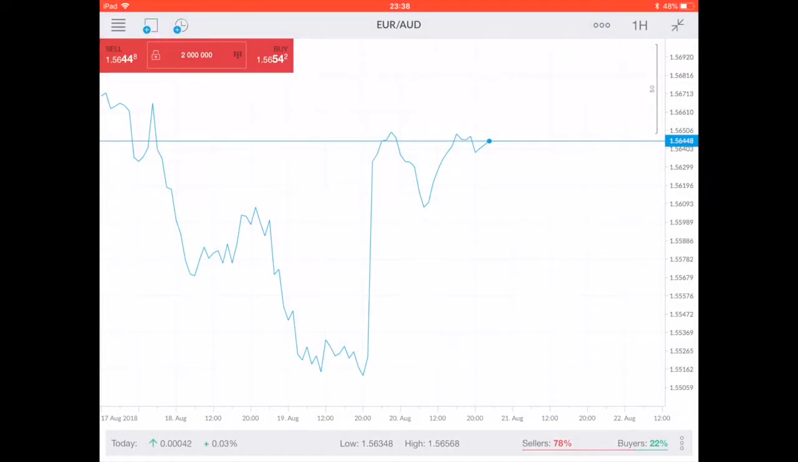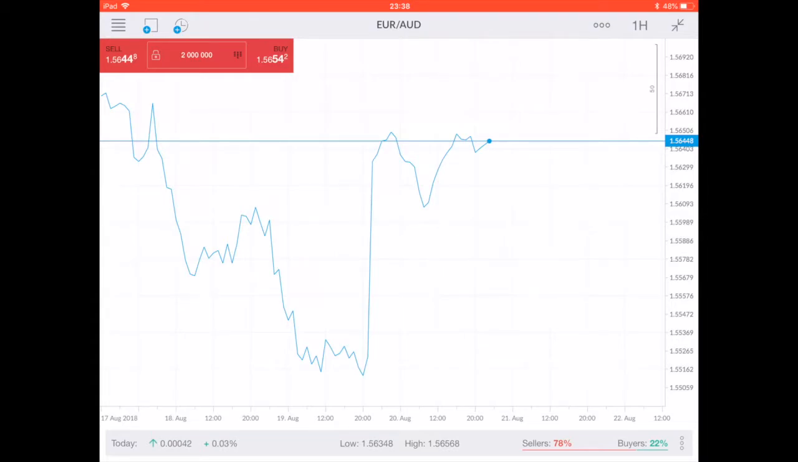I'm predicting that the chart, the euro against the Australian dollar, is going to go up. So there's going to be a bullish trend. And if I'm predicting this, then it would mean I would conduct a buy-in trade. So I would go long.